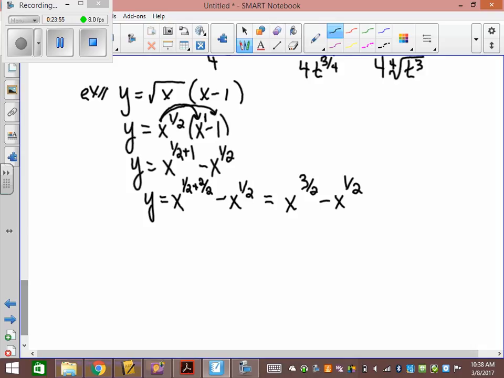But now I have to do the derivative. So y prime equals, take the 3 halves, drop it in front, x, subtract 2 over 2. So 3 over 2 minus 2 over 2 is a half, minus, drop the half in front, x. A half minus 1 is a half minus 2 over 2, which is negative a half. And I'm good with it.